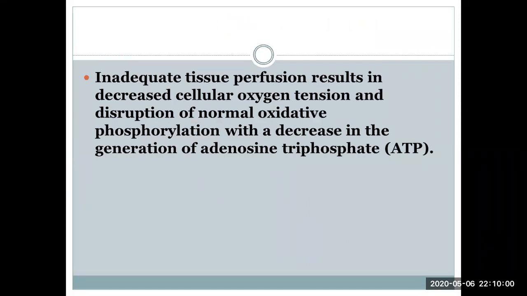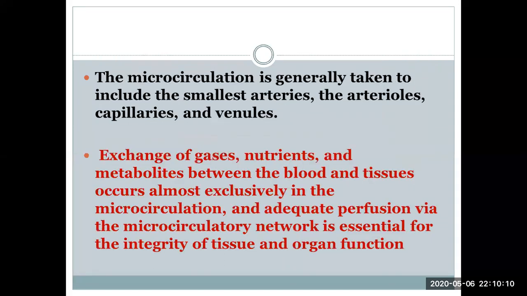So inadequate tissue perfusion results in decreased cellular oxygen tension and disruption of normal oxidative phosphorylation with decrease in generation of ATPs, as we said. The microcirculation is generally taken to include the smallest arteries, arterioles, capillaries, and venules. Exchange of gases, nutrients, and metabolites between the blood and tissues occurs almost exclusively at the microcirculation level, and adequate perfusion via the microcirculatory network is essential for integrity of tissues and organ function.